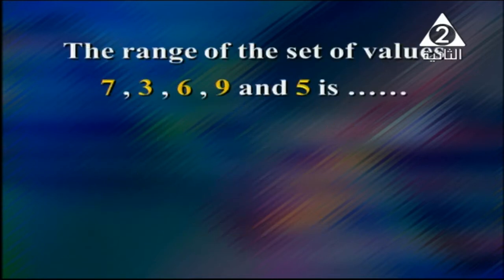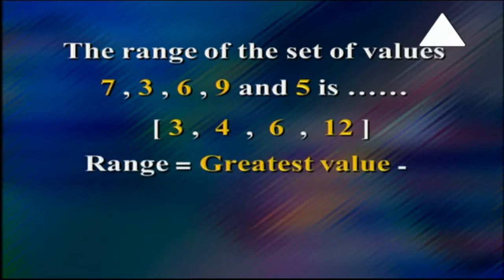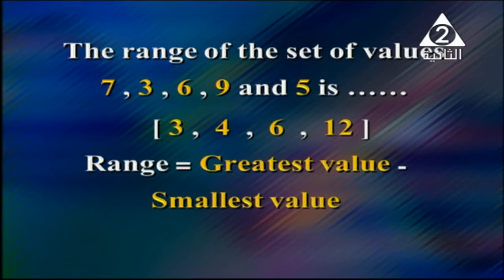Another example. The range of the set of values 7, 3, 6, 9, and 5 is what? Is it 3, 4, 6, or 12? All of you know that the range will be the greatest value minus the smallest value. So what about the greatest value? It's 9. What about the smallest one? It's 3. So range equals 9 minus 3 to obtain a result as 6.